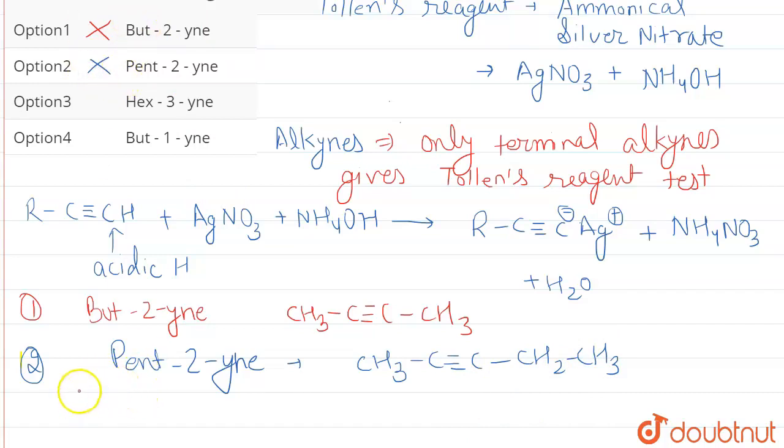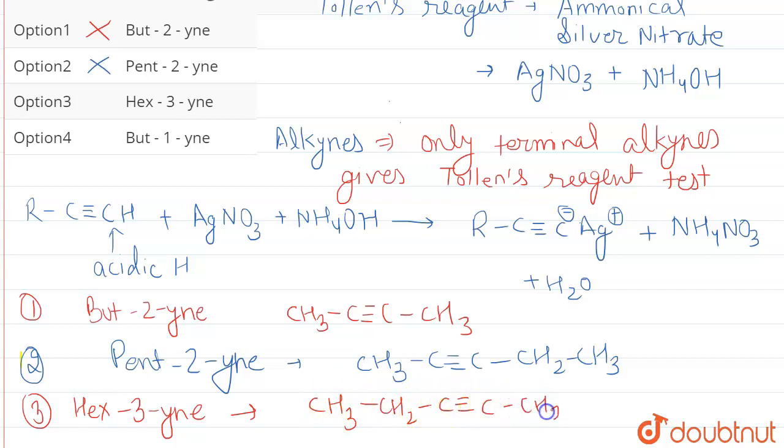And the third one is hex-3-yne. So it is CH3-CH2-C≡C-CH2-CH3. So it is also a non-terminal alkyne.